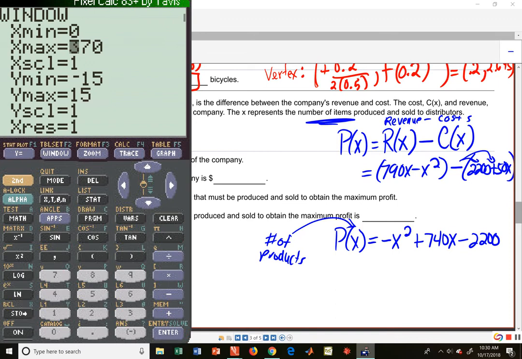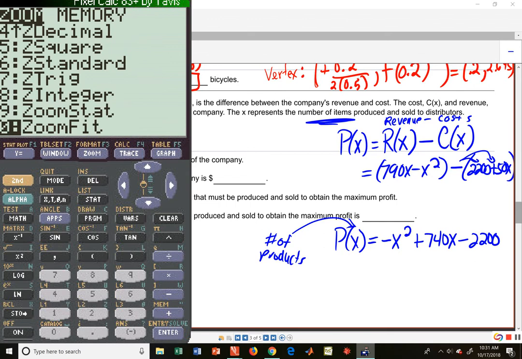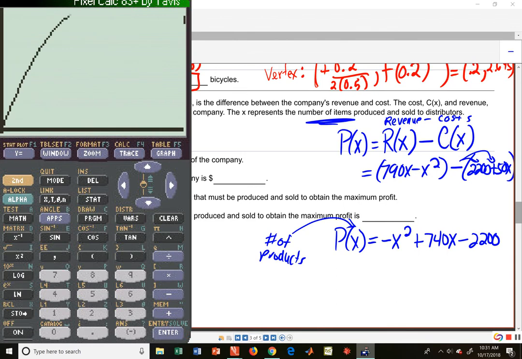So we should at least include 370, and let's go even. Let's just go all the way out to 740. We're going to do a zoom fit. If you haven't seen me do zoom fit, it's under the zoom menu. It's number 0 in the list, and you hit enter. So I've gone from 0 to 740. Here is our graph. Look at there. That's our vertex at the top there.